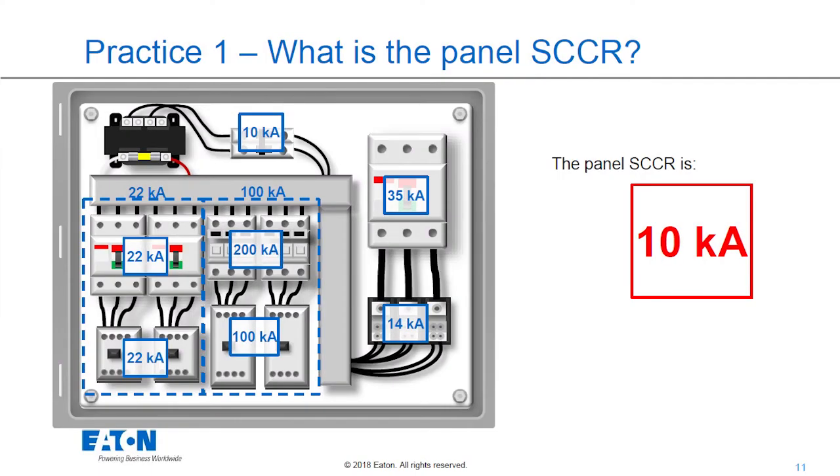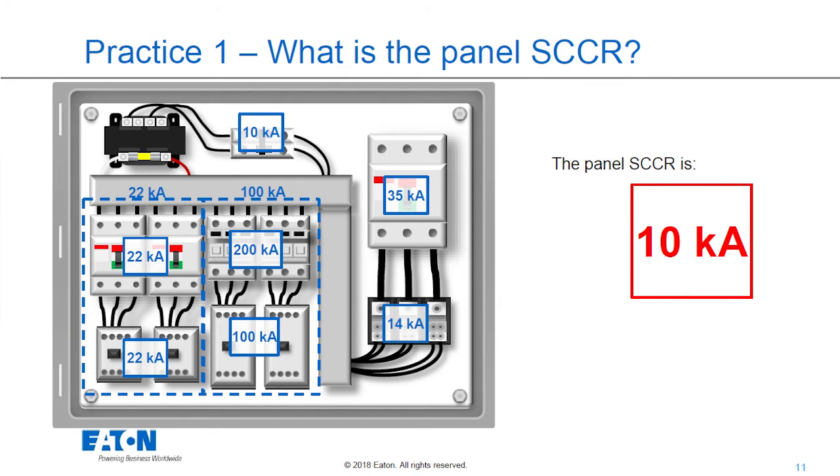There's a couple different ways that we can do these, and we'll talk about seeing that panel short circuit current rating, and my weakest link is what is rated 10 kA, and that's the primary protection for my control power transformer.